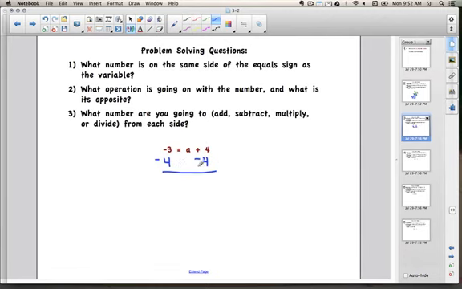These two 4's are going to end up canceling out because 4 minus 4 ends up being 0, and that's exactly what we want to happen. So the only thing on this side of the equal sign that we have now is a.